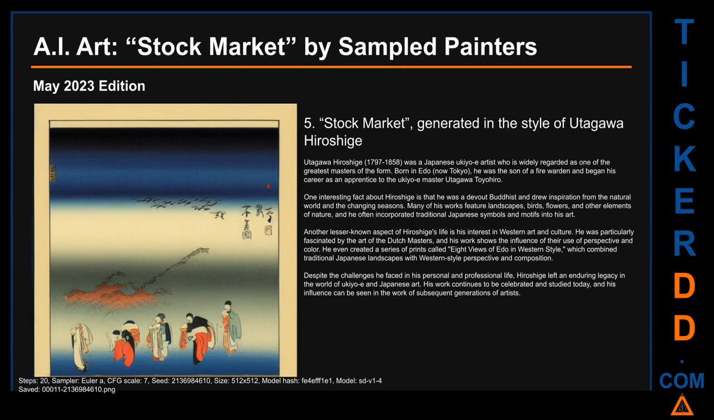He even created a series of prints called 8 Views of Edo in Western Style, which combined traditional Japanese landscapes with Western-style perspective and composition. Despite the challenges he faced in his personal and professional life, Hiroshige left an enduring legacy in the world of ukiyo-e and Japanese art. His work continues to be celebrated and studied today, and his influence can be seen in the work of subsequent generations of artists.